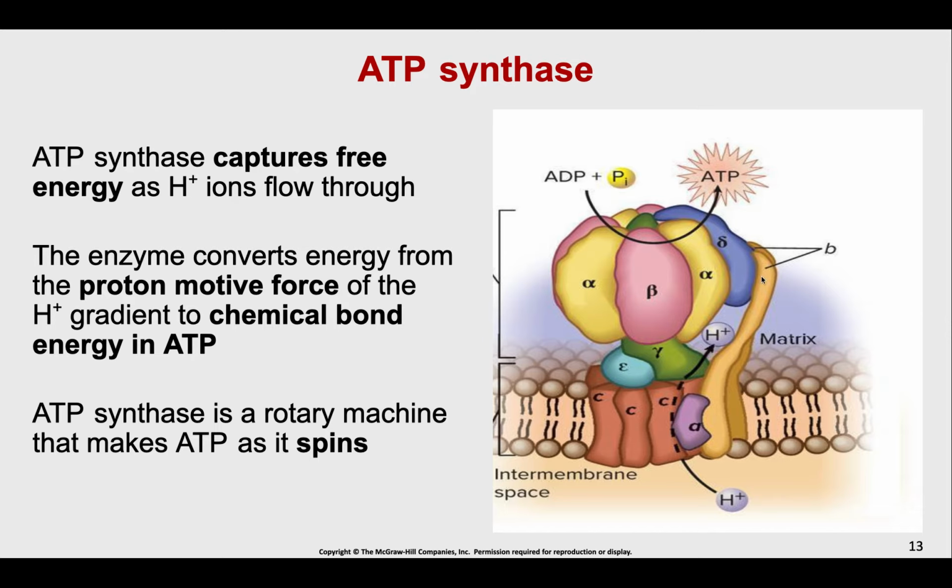We can see ADP plus a phosphate group here. They are going to bind to this ATP synthase. Now this ATP synthase is essentially going to change conformation, so it's going to rotate, and as it rotates, it's going to create ATP.